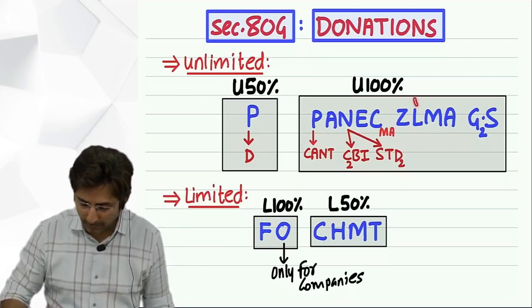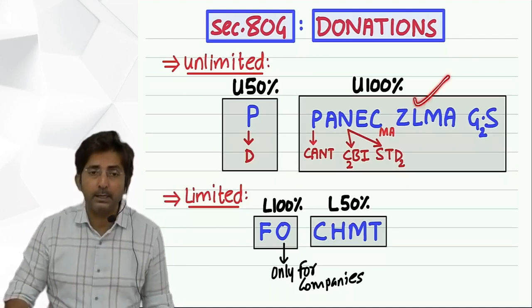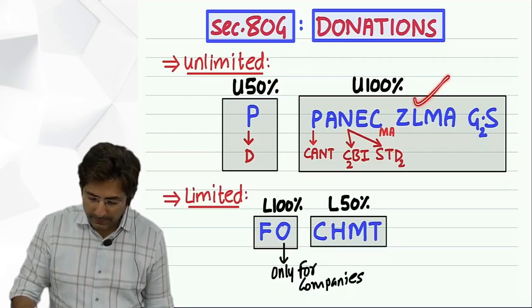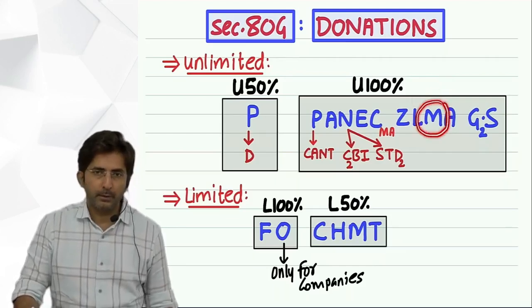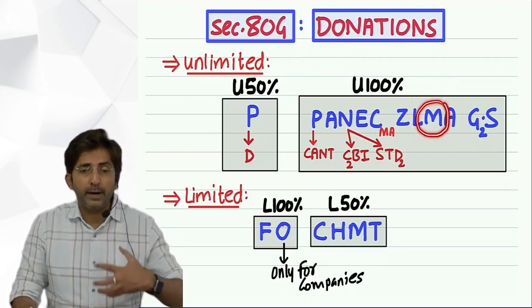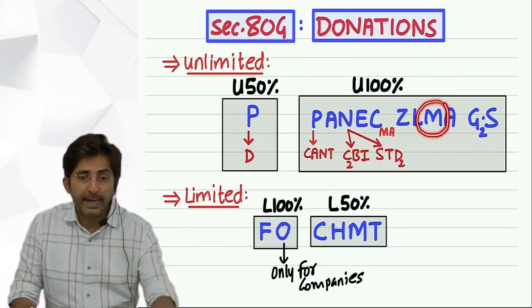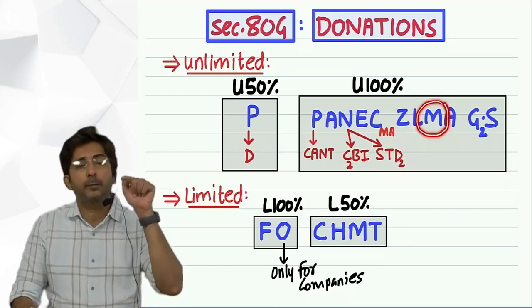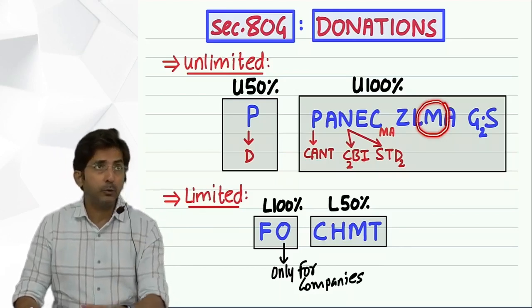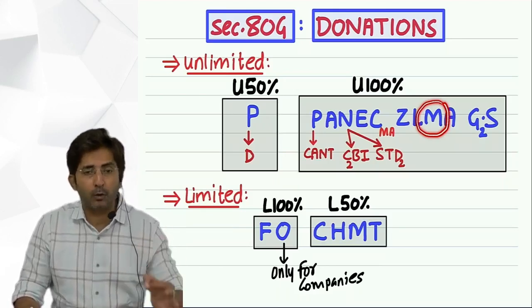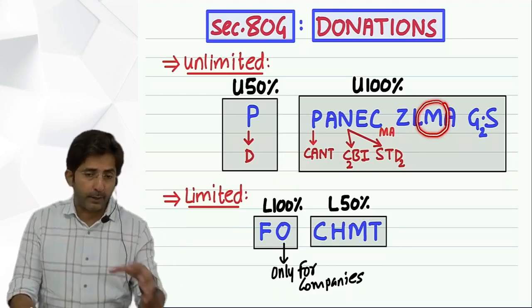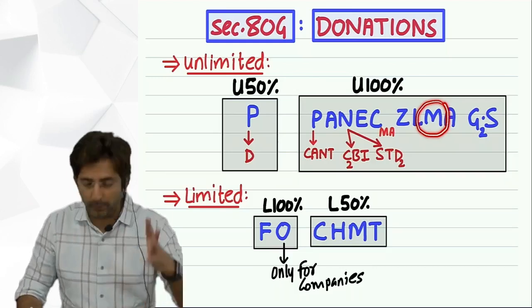So that was L, Lieutenant Governor's Relief Fund. Then M stands for State Fund for Medical Relief to Poor. Means to poor we want to provide medical relief. But for that you have to give donation to state government only. If you give donation to anyone else, then deduction is not allowed. You have to give donation to state government. That's why it is called State Fund for Medical Relief to Poor.